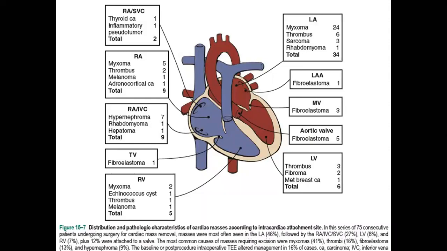6% is thrombus, and 3% is sarcoma. Regarding the right side, or right atrium, it can be thyroid cancer, or inflammatory, or pseudotumor. Myxoma is 5%, thrombus is 2% for the right atrium, and melanoma is 1%.